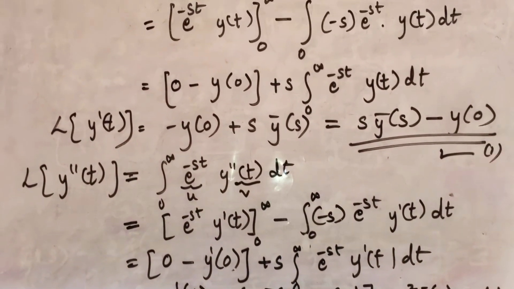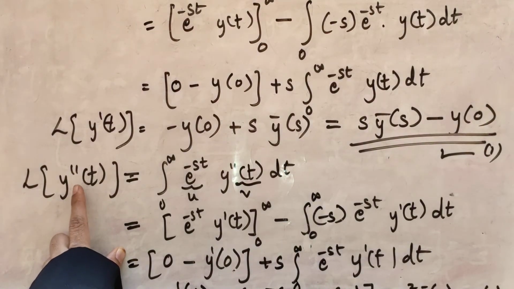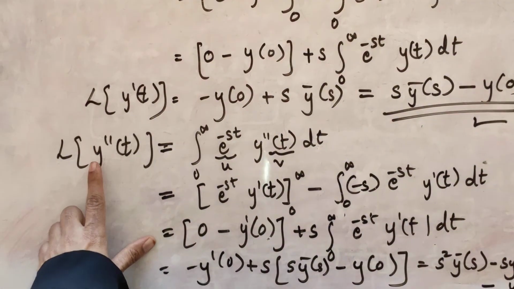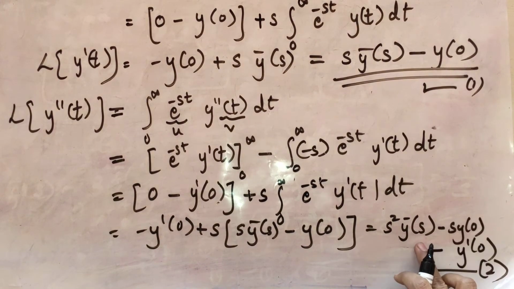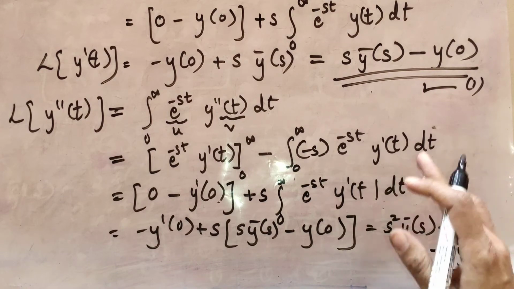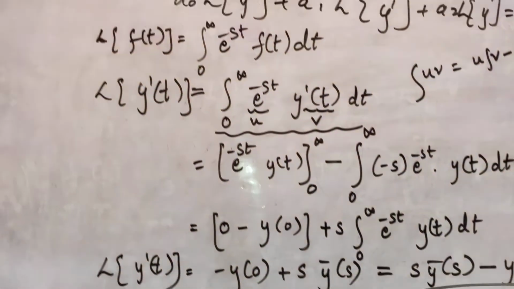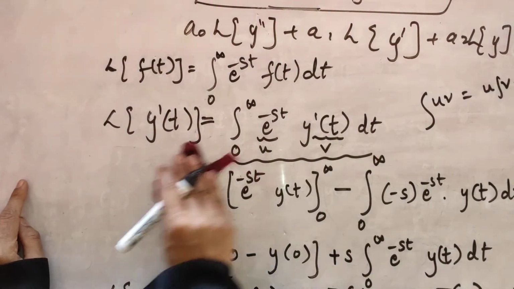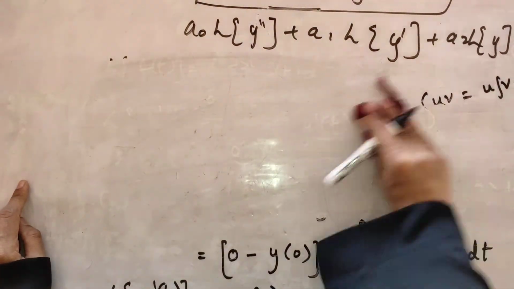Means what? If you are having any derivative, suppose for the first derivative you have got s y bar of s minus y of 0. If you are taking the Laplace transform of the second derivative, you will have s square y bar of s minus s into y of 0 minus y dash of 0, and so on, it continues. So if I generalize this entire formula, I hope this is clear to you. You can continue it for the third one also. Similarly, I'll just write in general here. First I will write it for the third one, then we'll write the general thing.